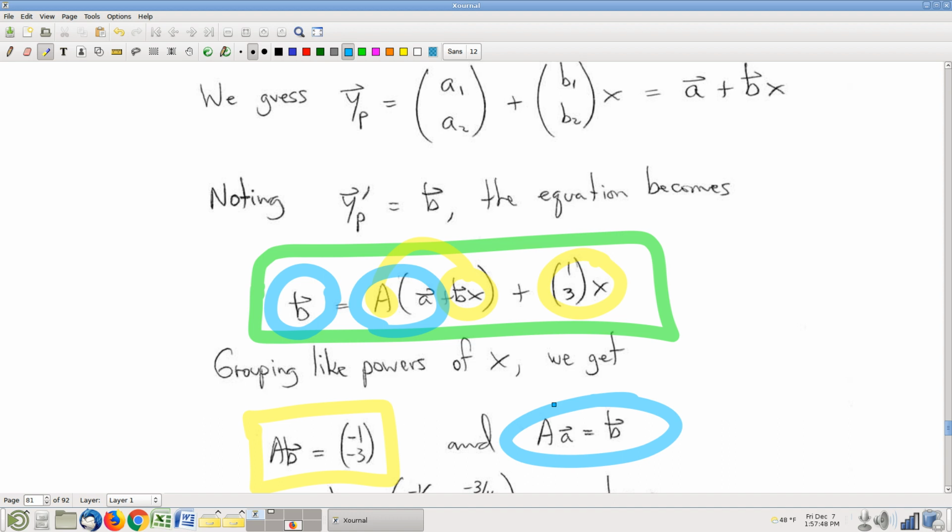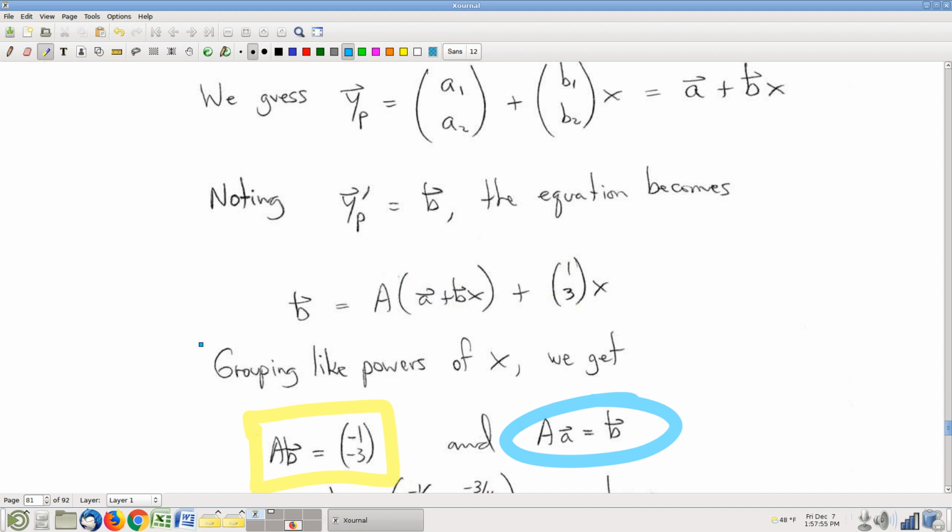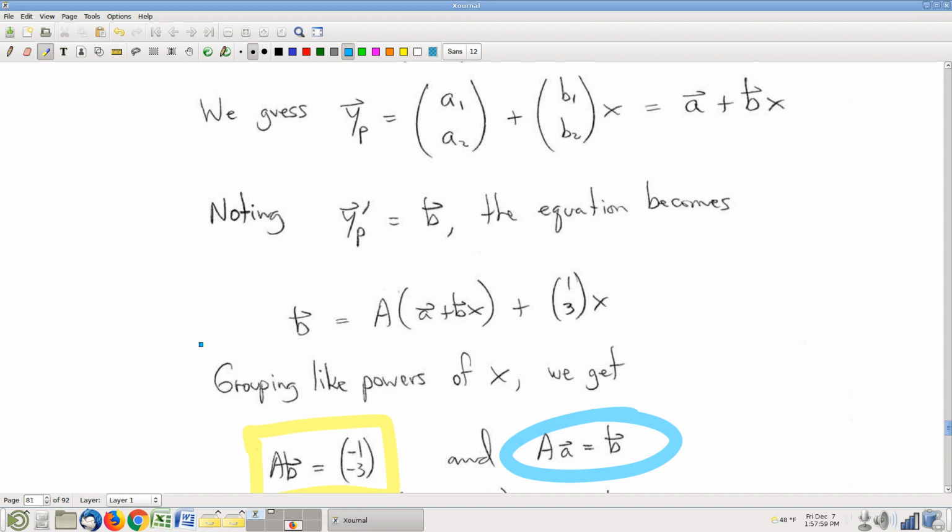Everybody see what happened there? Grouping the x terms together, grouping the non-x terms together. Now, instead of one big equation, I have two separate equations. And so what it all comes down to is, can I find A and B that satisfy this pair of equations? And it just becomes a little bit of algebra.